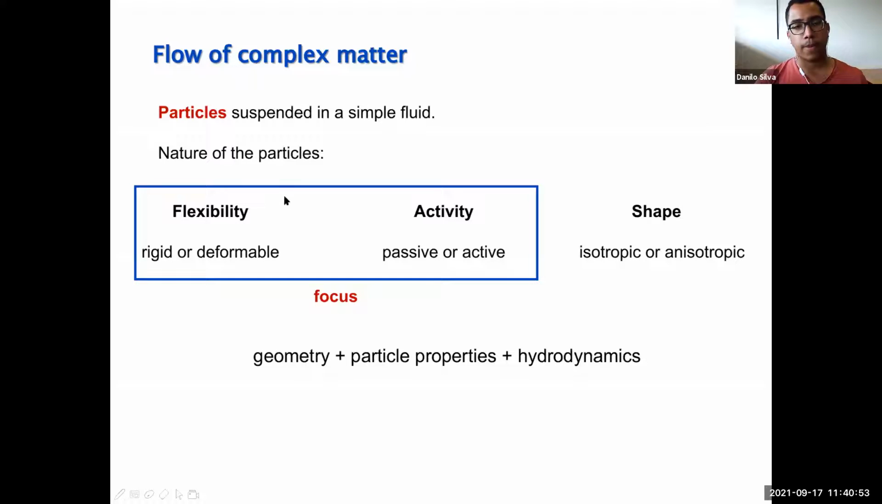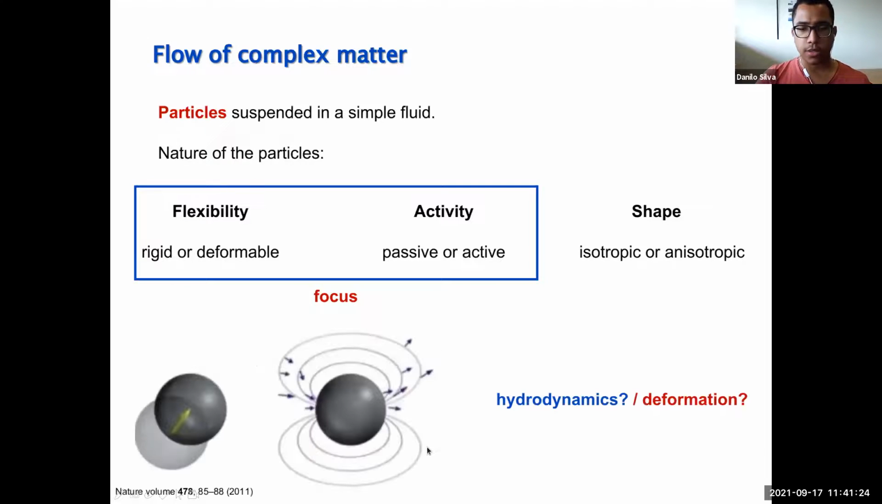And usually the behavior of these particles can be given by certain parameters, such as the flexibility, whether the particle is rigid or deformable, activity, if it's passive or active, and shape, if it's isotropic or anisotropic. But today we'll focus primarily on flexibility and activity, and how these two things coupled with hydrodynamics, for example, because the particle is in a fluid, can affect the motion of these particles. Particularly if we look at hydrodynamics and deformation.